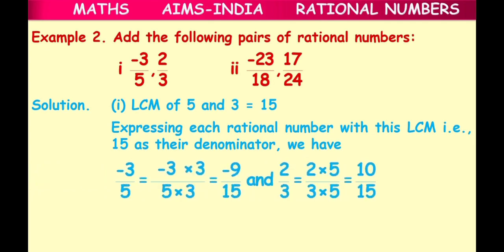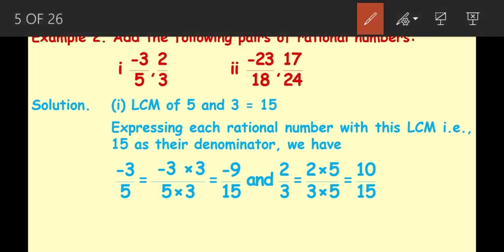How can we do it? Minus 3 by 5 is there. Denominator, we need 15. Actually we have 5, but we need 15. How to get 15? 5 multiplied by 3 gives 15. So we have to multiply 5 with 3, but the rational number value will change. So that's why the numerator part also has to be multiplied by 3. Then what will it become? Minus 9 by 15. This is the first rational number of question number 1.